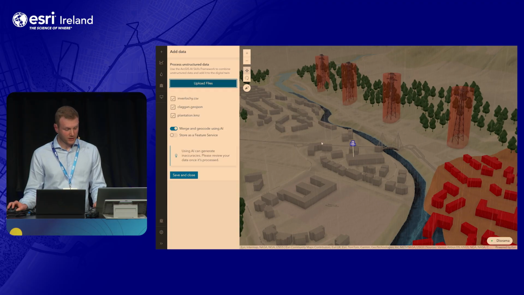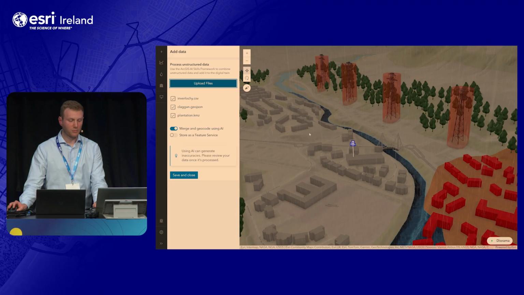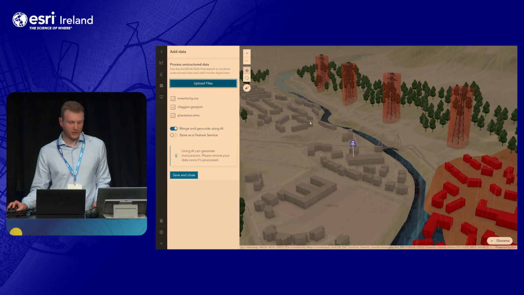So I've got a CSV, some GeoJSON, and a KMZ, and these contain the addresses for the people needing to access the emergency centres. If I select those, a large language model will add a common structure and merge this into a single table. From there, the tool geocodes, meaning I can display these addresses as graphics.